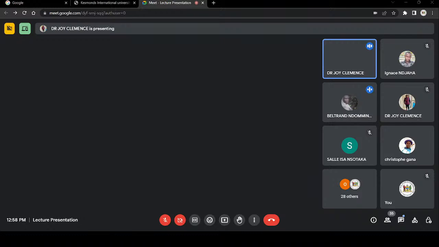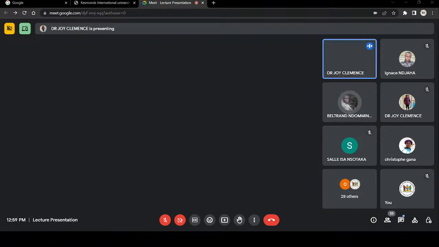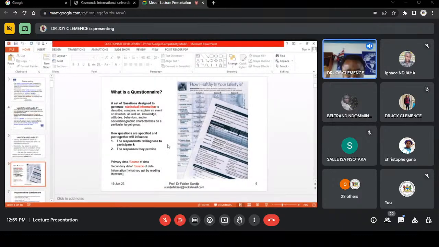I said a questionnaire is a set of questions designed to generate statistical information. I wrote statistical information in red. A questionnaire that does not permit us to generate statistical information in social sciences is not a good questionnaire. So we will design our questionnaire in such a way that it permits us to generate statistical information.